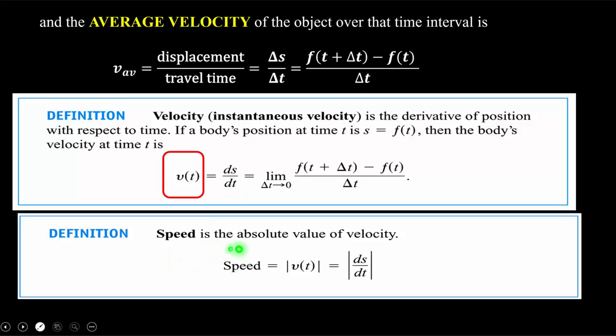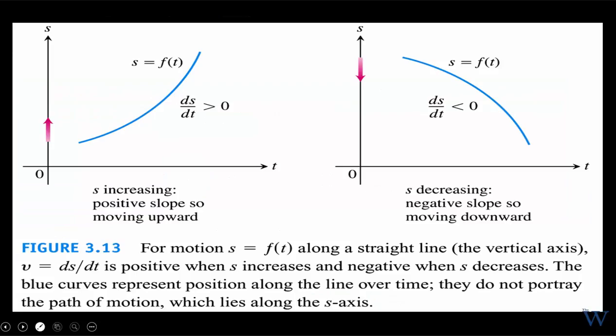So the speed is just the absolute value of the velocity. If you think about it, your ds by dt sometimes could be negative, or it could be positive depending on whether s is increasing or decreasing. So if you just take the absolute value of the velocity, then you just get the speed. Like here, your s is increasing, so the derivative is positive, because remember the derivative is just the slopes of the lines tangent to this curve. And if it's decreasing, then the slopes are negative.